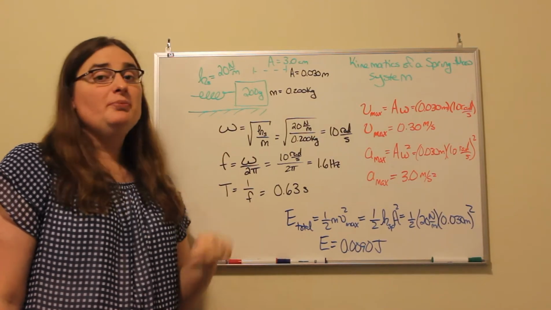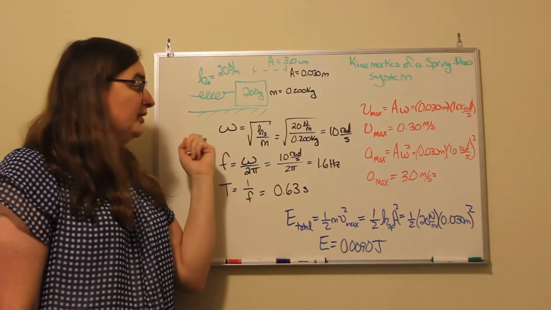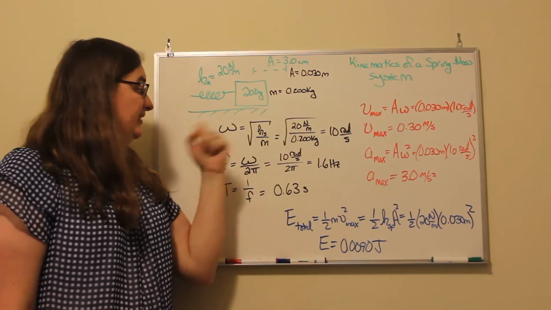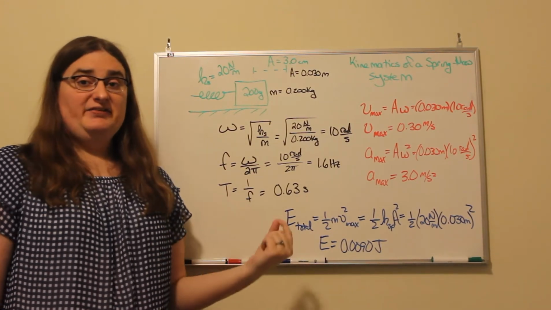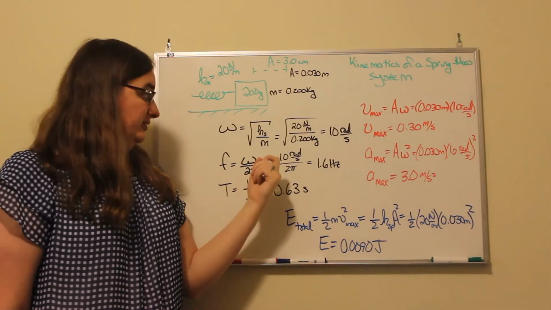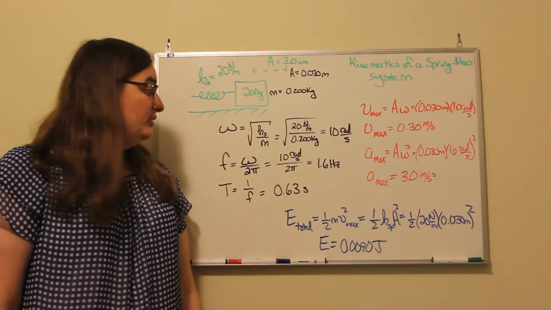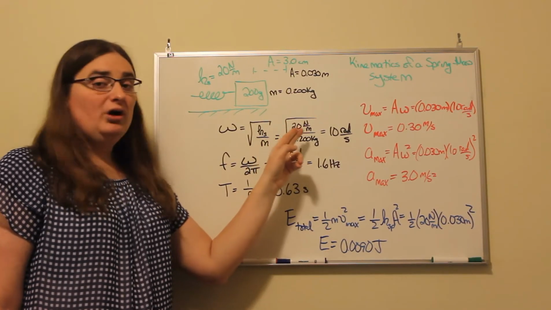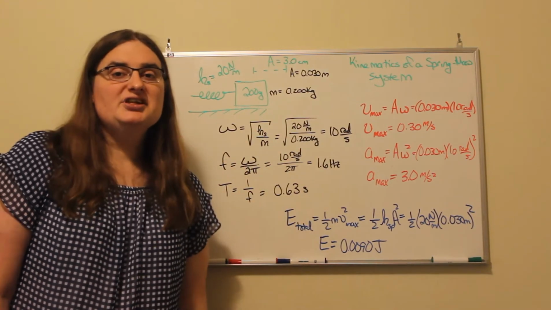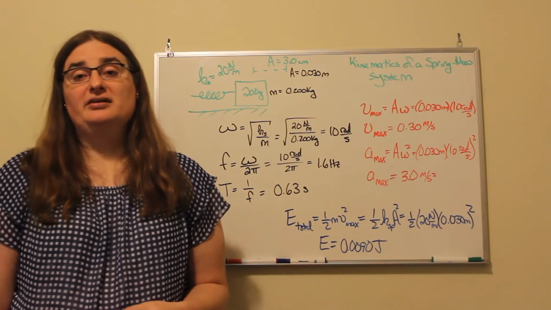So with all simple harmonic systems, there's a natural frequency omega. And for spring mass systems that are horizontal, our natural frequency is the square root of the spring constant divided by the mass. So if I take the square root of 20 newtons per meter, which is kilograms per second squared, divided by 0.2 kilograms, that gives me 100 per second squared in the numerator. So that gives us a natural frequency of 10 radians per second.